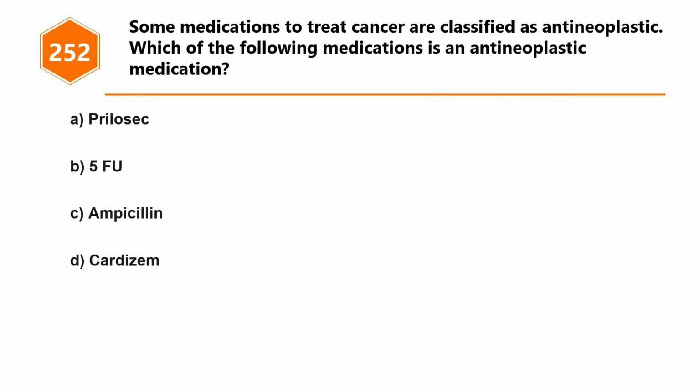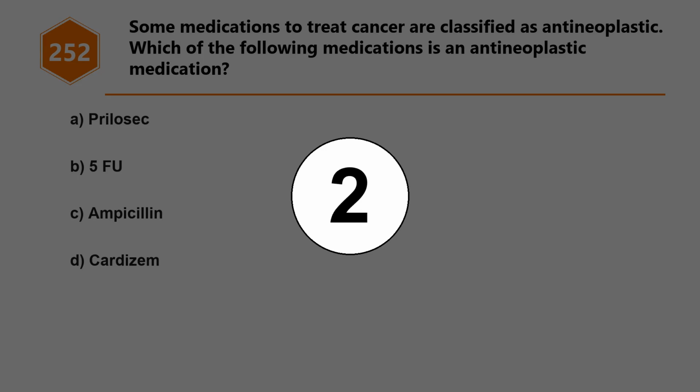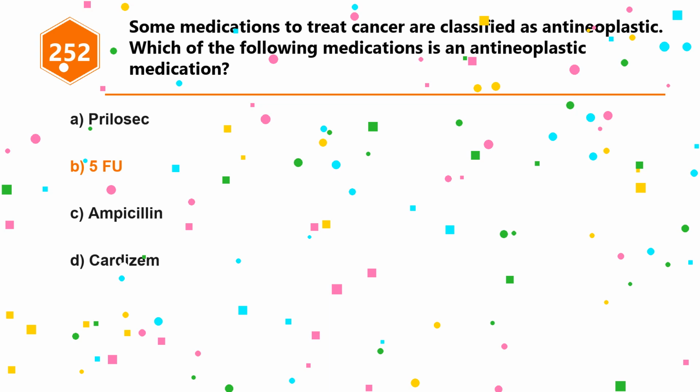Question 252. Some medications to treat cancer are classified as antineoplastic. Which of the following medications is an antineoplastic medication? Option A, Prilosec. Option B, 5-FU. Option C, ampicillin. Option D, Cardizem. The correct answer is option B, 5-FU.